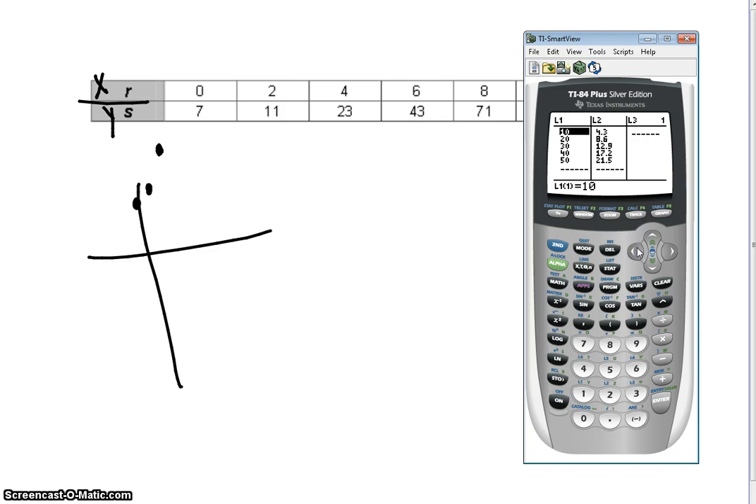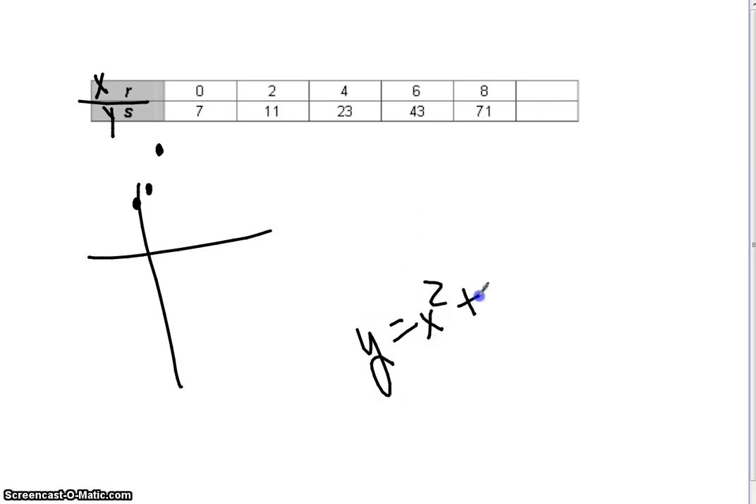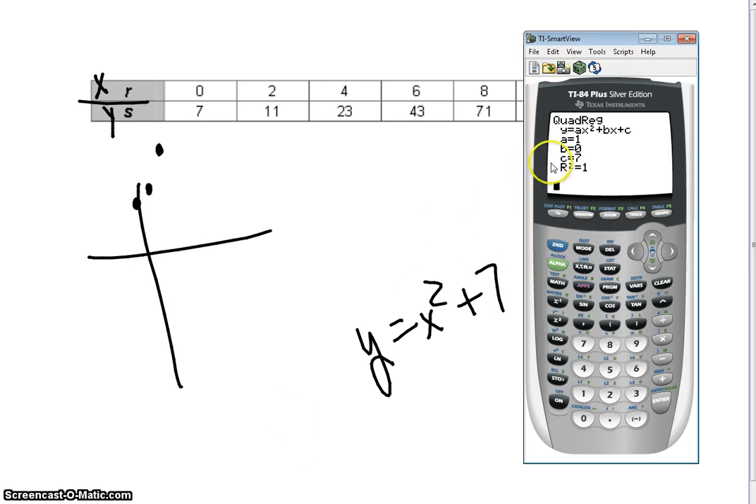And we're going to have 0, 2, 4, 6, 8. And you're going to have 7, 11, 23, 43, 71. Stat calc 5. And it is quadratic. It is x squared plus 7. Y is equal to x squared plus 7. There is no x term because b was 0.